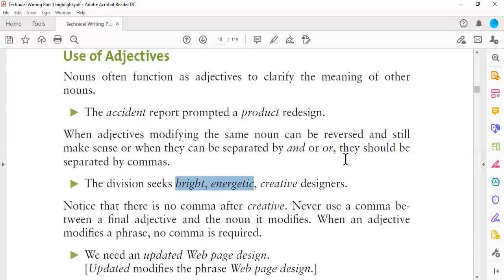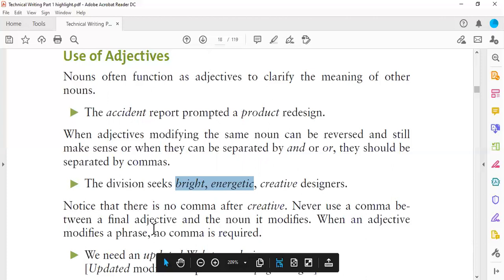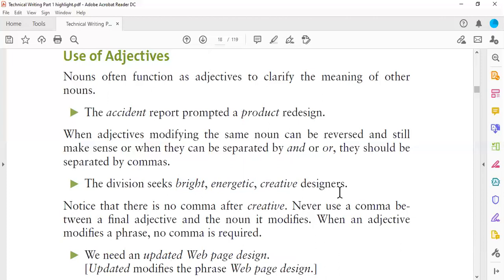All right, notice that there is no comma after creative. Never use a comma between a final adjective and the noun that it modifies. So here, you cannot put a comma before the noun. Why? Because you never use a comma between an adjective and its noun.